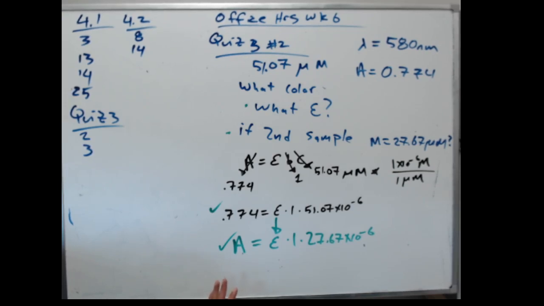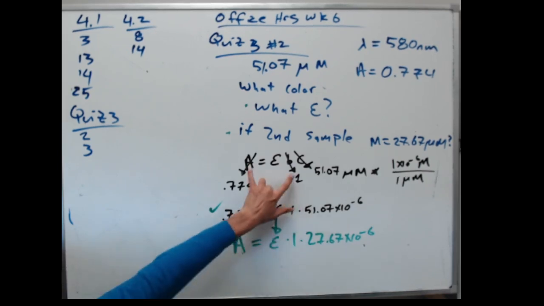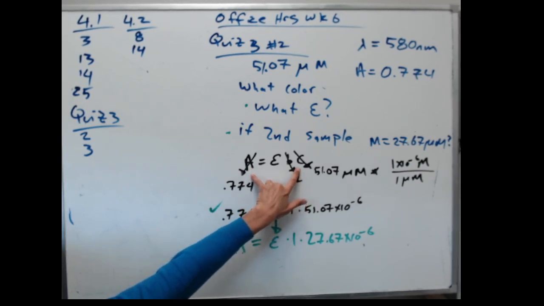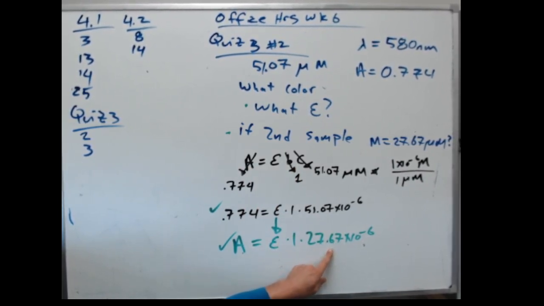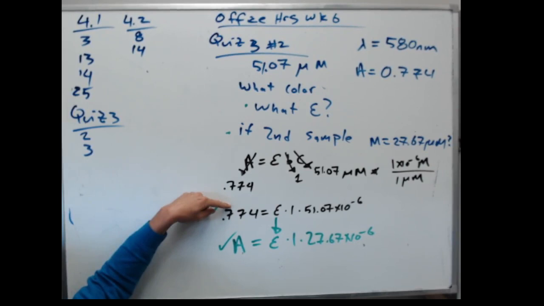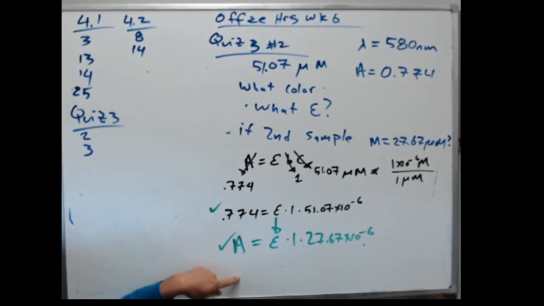Now, when we do this calculation, I can already tell you in this second one, if the concentration is about half, the absorbance should be about half. Concentration down by a factor of 2, absorbance goes down by about a factor of 2, right? Because absorption and concentration directly relate to each other. If our concentration cuts in half from about 51 to about 27, it's not exactly half, but it's about half. This 0.77, I'm going to guess that it goes to like 0.35. Well, it's probably going to go to like 0.38, something like that. So I've got a ballpark of what I'm expecting it to be.